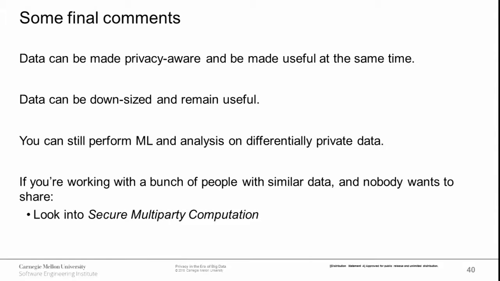And this is not the only way that privacy problems can arise. Another problem that comes up a fair bit is if you have a bunch of people who have similar data and nobody wants to share or nobody can share, then you can do something called secure multi-party computation. That is, you compute your answer, report back, you compute your answer, report back, and then we can synthesize the answers.